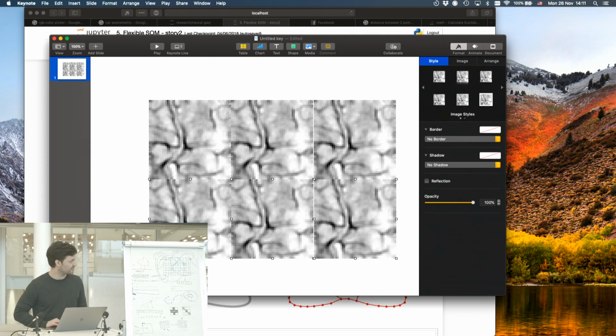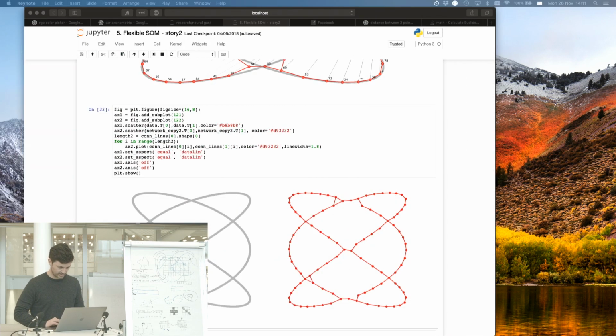I will find more images, but I don't know how much time I have. I don't want to bore you. Maybe I have more. Yeah, I cannot find more images, but I was playing with that.